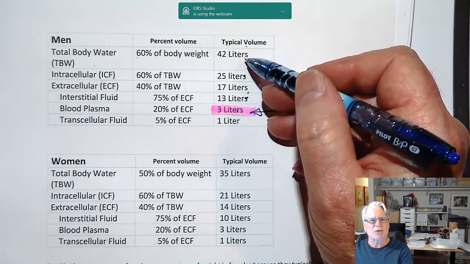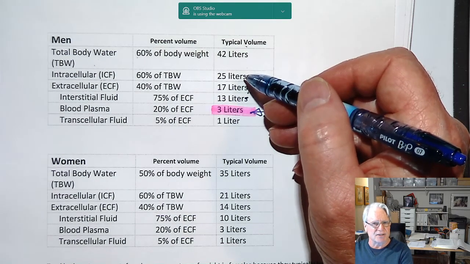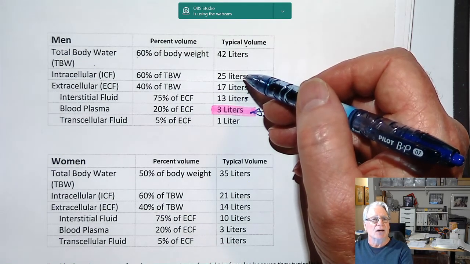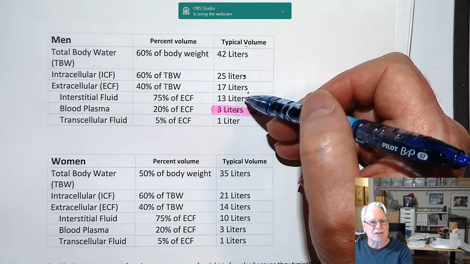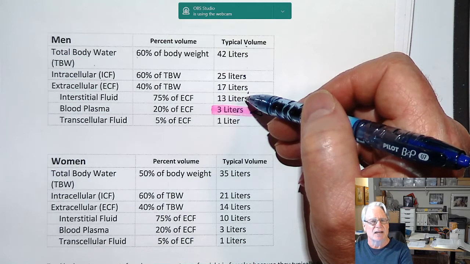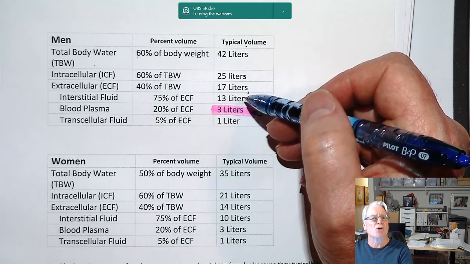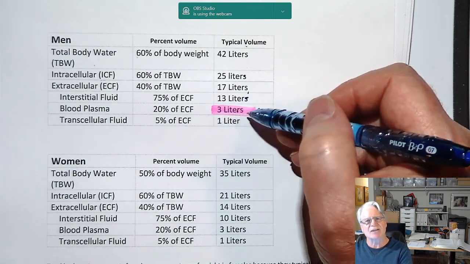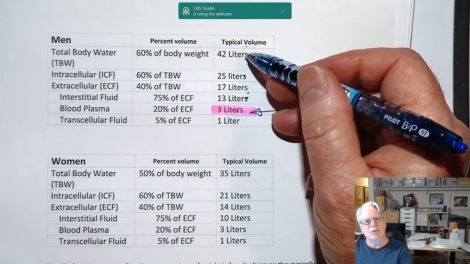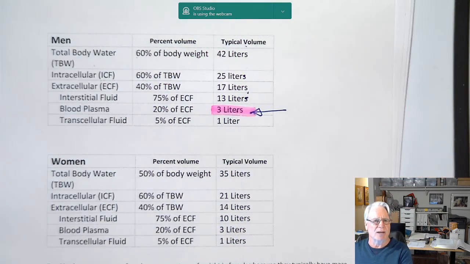So I start off with 42 liters. I subtract 25 because that's inside the cells. If I keep those cells happy, I will be okay. I can do that by making this 13 liters have everything it needs, and that's good. But I can even simplify the problem more because I can take this 3 liters and focus entirely on 3 liters. So I go from 42 liters to 3 liters in terms of managing my problem.